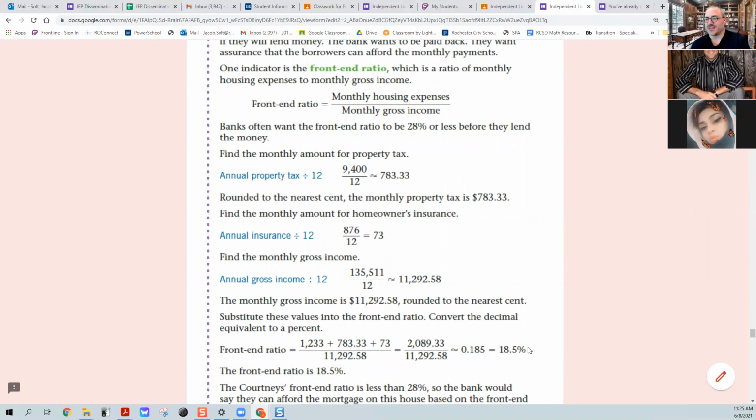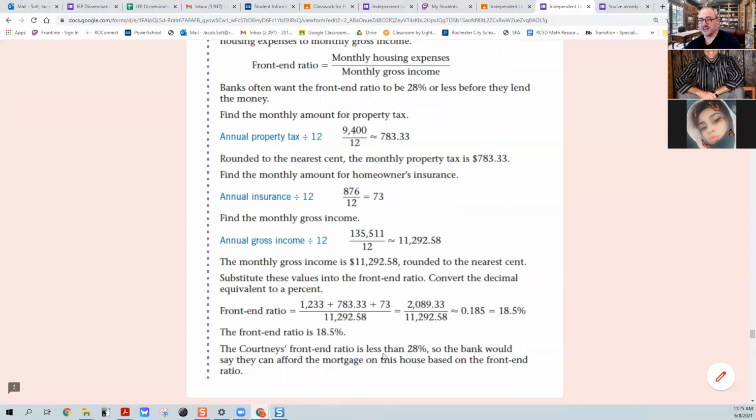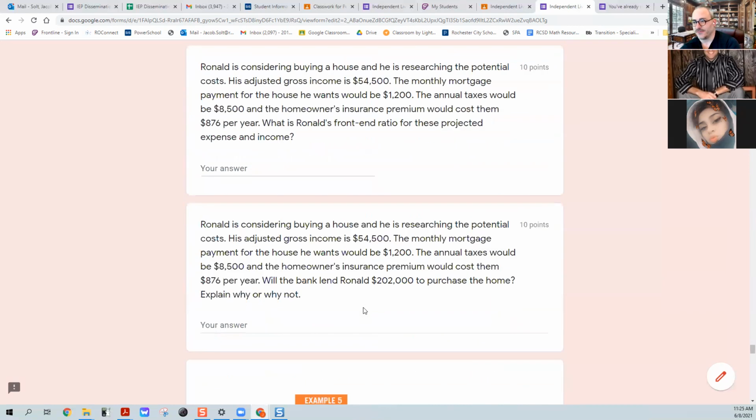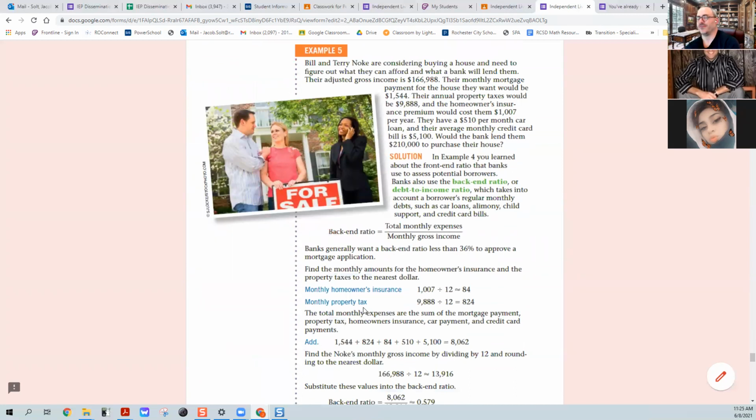And 18.5% is much lower than 28%. Therefore, the bank would take a look at the Courtneys here and say, hey, their front end ratio is a lot lower than 28%. The front end ratio looks good. They'd be fine with that. But there's another thing the banks also look for. They don't only look at your front end ratio. They also look at what's called a back end ratio. And that's what we're doing today. Example 5, what we're doing today, Tuesday.